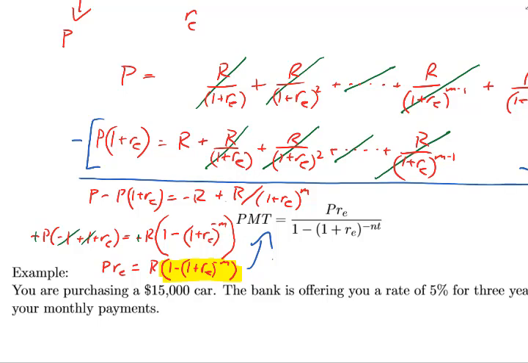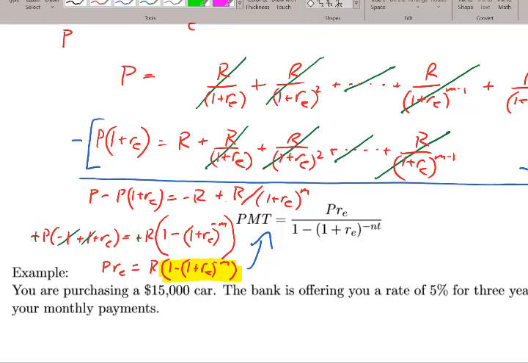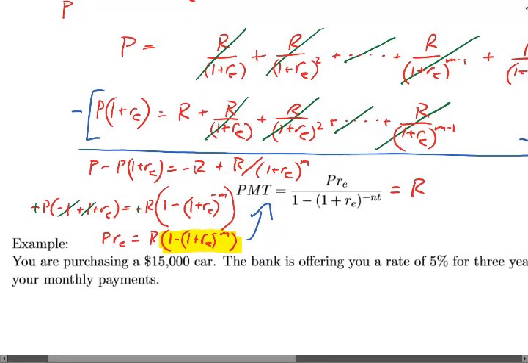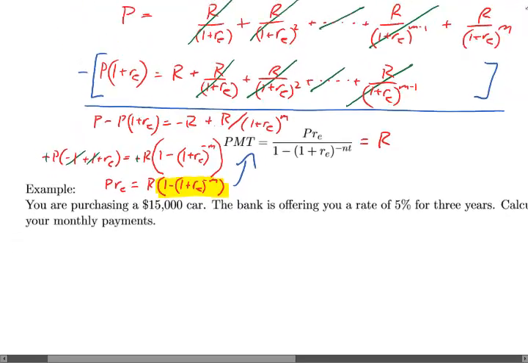And I have it set up as PMT instead of R. That's because typically if you look at your credit card statements, you'll see the term PMT, minimum payment, all sorts of different ways to describe it. But anyways, we'll be using the letter R. I just wanted to make you aware that there are other letters that people use to describe this.